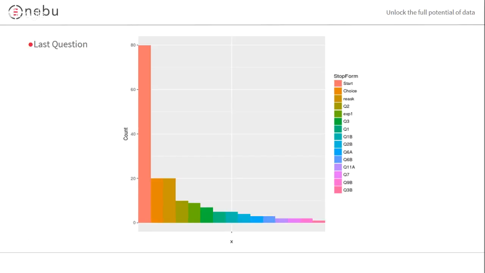This was a test survey that we conducted ourselves. So we've got 80 people stopping completely on the start form. Now, if this was the area that you're looking at in a single survey that you've got yourself, that might be an area of concern. You're looking at certain questions there, where everyone's dropping out on the first one.